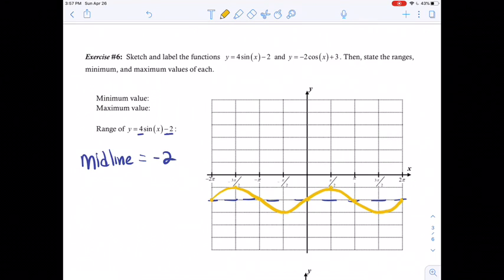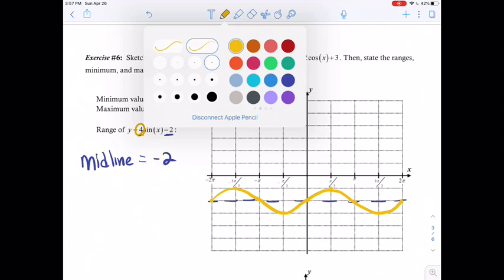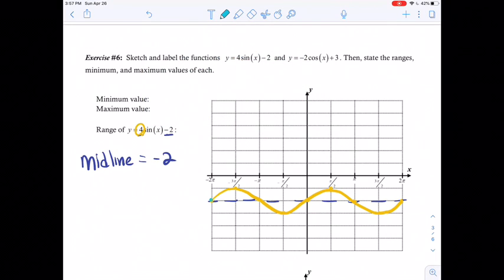But instead of just going up 1 and down 1, I need to go up 4 and down 4. So from my midline, I'm starting on the line because that's where sine starts. I'm going to go up 4 from the new midline. 1, 2, 3, 4. Back to the midline. Down 4 from the midline. 1, 2, 3, 4. Back to the midline. Up 4. Back to the midline. Down 4. Back to the midline.